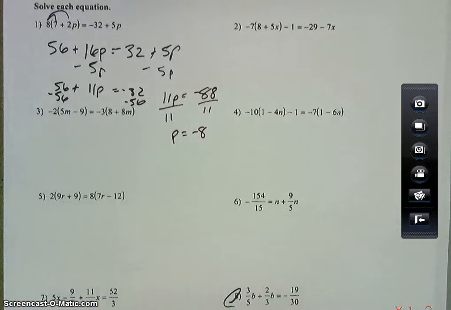From this point, we want to divide by 11 on both sides, and we get p equals negative 8. So the only thing that's different about these and some of the other ones that we've done is that we have to distribute first, and then we've got to get the variable isolated. So distribute first every time.